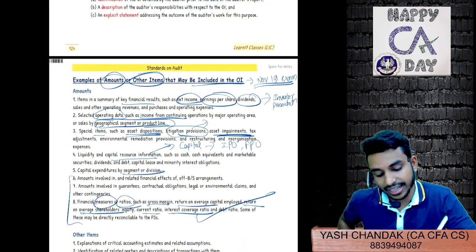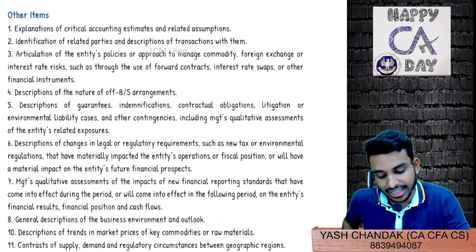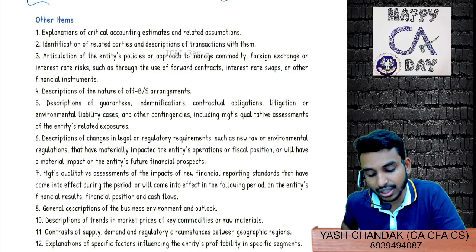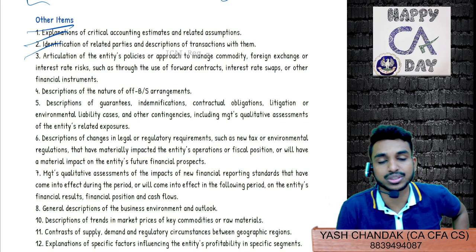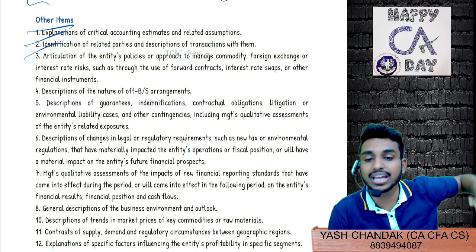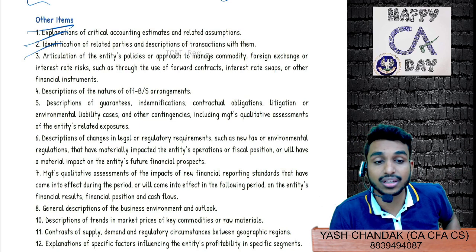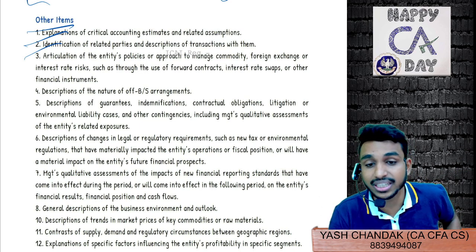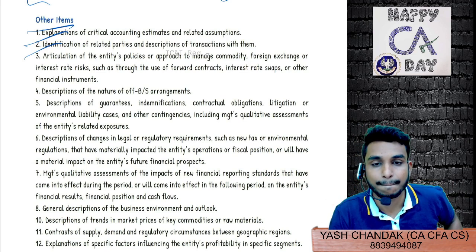All these are what other items or amounts that may be included in the OI. Similarly, other items kya kya honge, woh upar mein amounts hai, yahan pe other items hai. Explanation of critical accounting estimates, related assumptions, all the disclosures that you will find, right? Except for the notes to accounts. Notes to accounts are already a part of the financial statements, that we are not talking about. Other disclosures, other assumptions that you will make other than in the financial statements, whatever comes under other information will come in your other items.